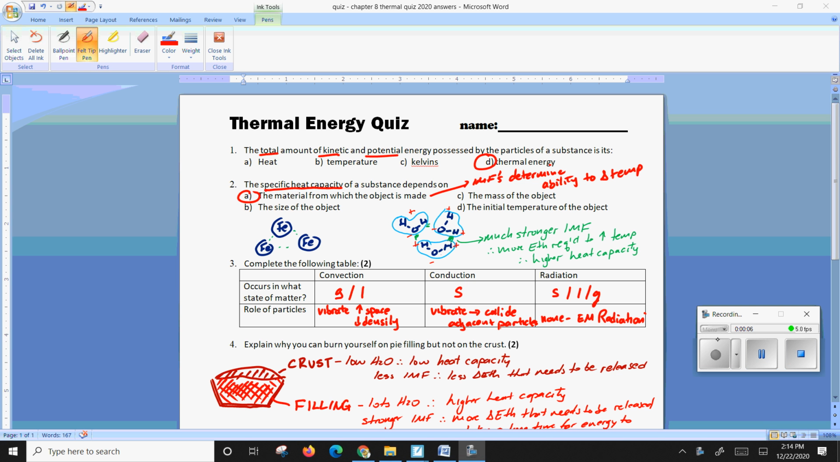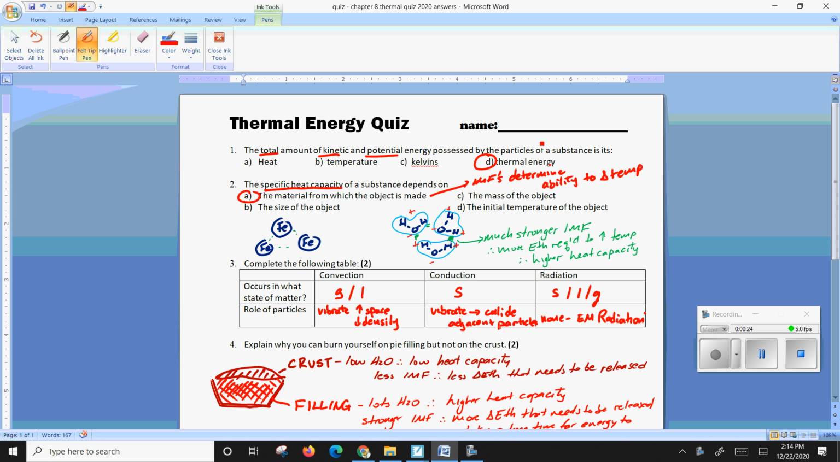So the first question is just basic definition. The total amount of kinetic and potential energy is going to be thermal energy. Okay. So remember, heat is the transfer of energy. Temperature is the average EK. Kelvin is just a way of measuring temperature, another way other than degrees Celsius. So correct answer, thermal energy.